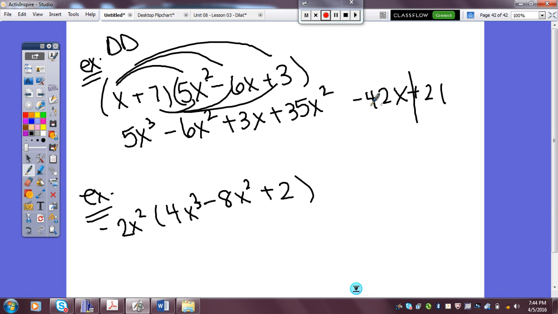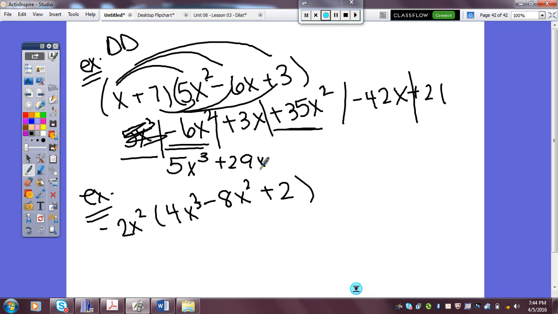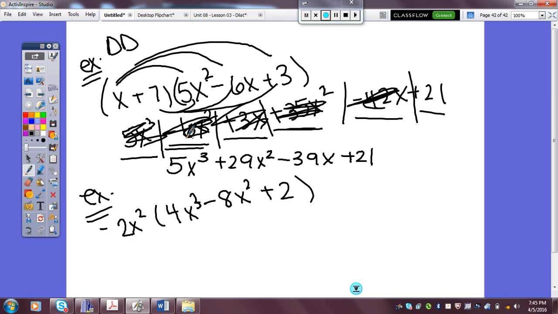So now I'm going to draw my slashes so I can see what terms I can combine. 5x cubed I can't combine with, so he just gets written down. Negative 6x squared and 35x squared make 29x squared. 3x and negative 42x make negative 39x. Positive 21, I can't add with anybody, so he just gets written down at the end.